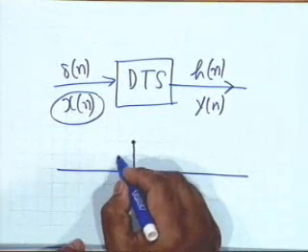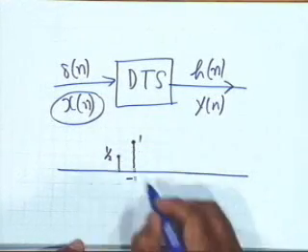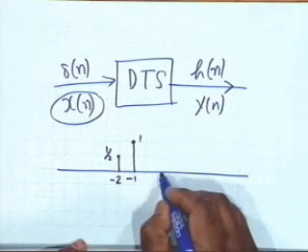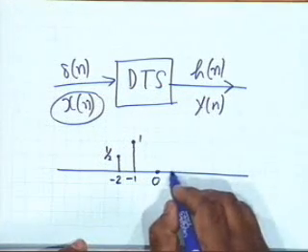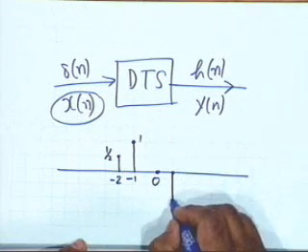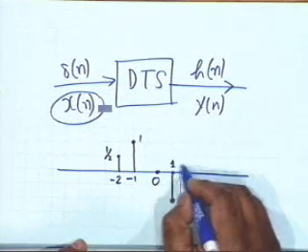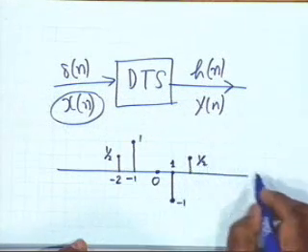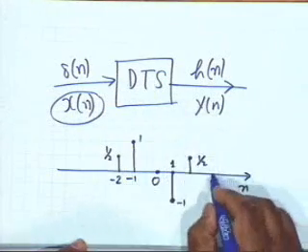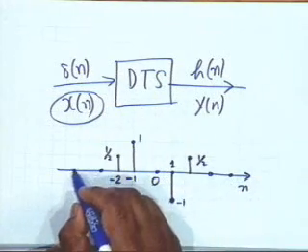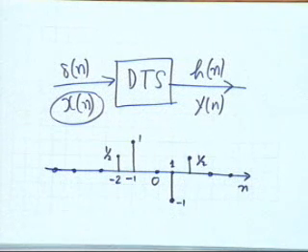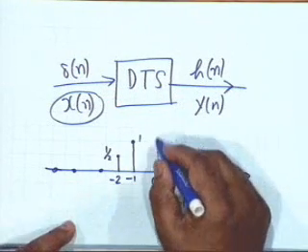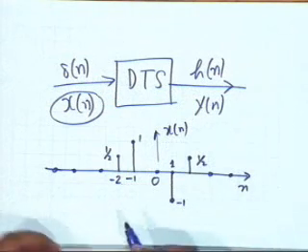Suppose I have at minus 2 the value half, at 0 the value 0, at plus 1 the value, let's say, minus 1, and at plus 2 the value, let's say, half. Suppose this is my signal. All other samples are 0. This is my sample. Can I write it as a summation of delta n's? Can I decompose this signal as a summation of delta n's?